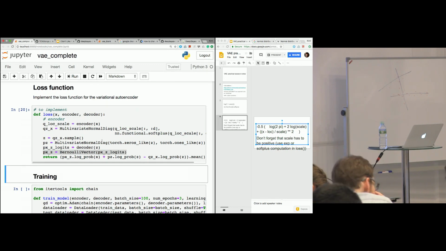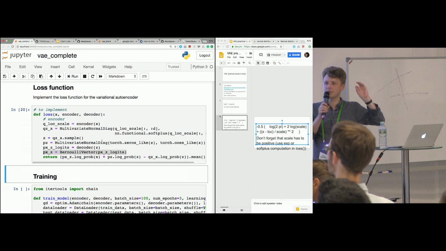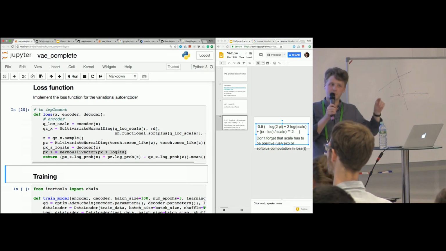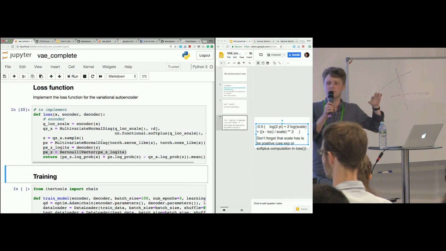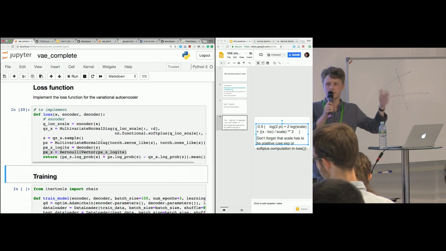So softplus is just a non-linearity, which is used to make scale positive, because when you compute log probability of normal distribution, you have to use positive scale.